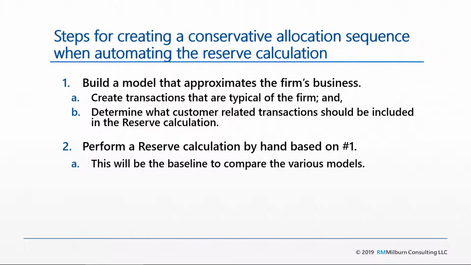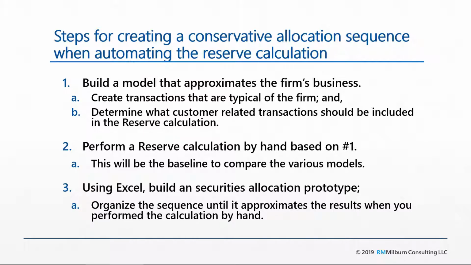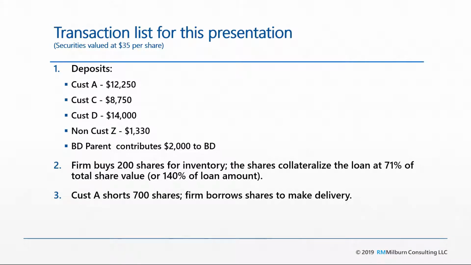Finally, and we'll be going over this in the second webcast, using Excel, you're going to build a securities allocation prototype, and you're going to organize the sequence until it approximates the results when you perform the calculation by hand from number 1 and number 2. For our model, we've created 8 transactions, and I want to point out that all the securities are going to be valued at $35 per share.